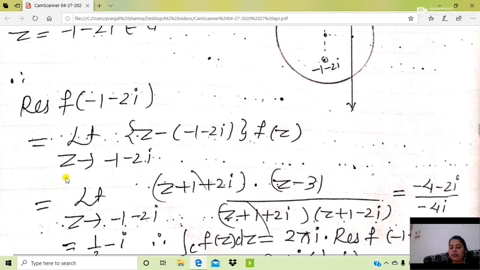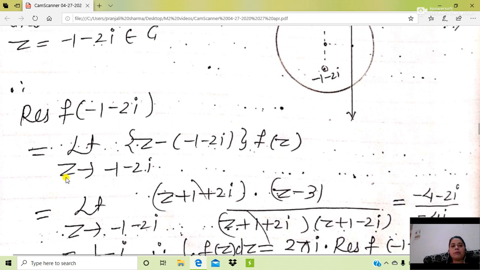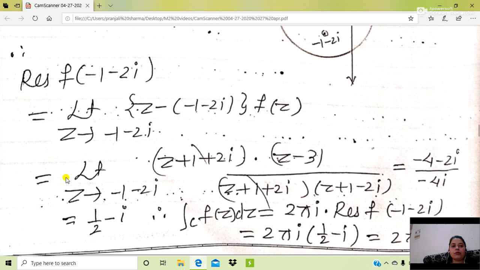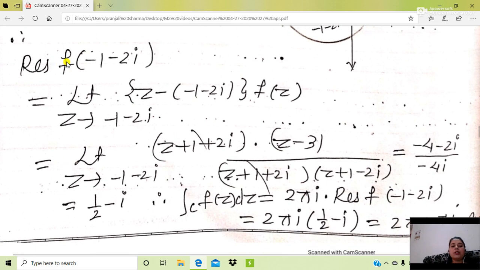Since its degree is 1 in the denominator, it is a simple pole, and we have to use the formula to find residue of a simple pole. So residue of f at minus 1 minus 2i can be calculated using the formula limit z tends to a, (z minus a) into f(z). Since a is minus 1 minus 2i, we calculate limit z tends to minus 1 minus 2i of (z plus 1 plus 2i) into f(z). Now put the value of f(z). Since f(z) was (z minus 3) upon (z plus 1 plus 2i) into (z plus 1 minus 2i).